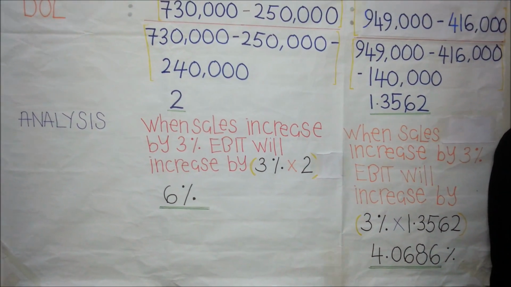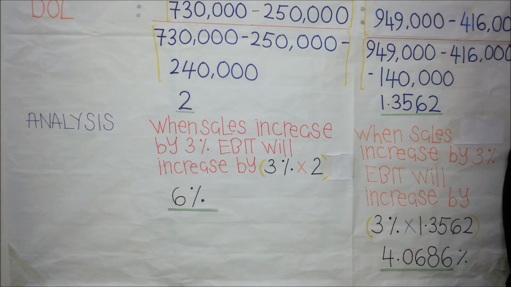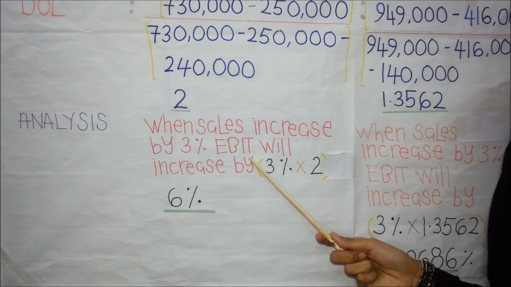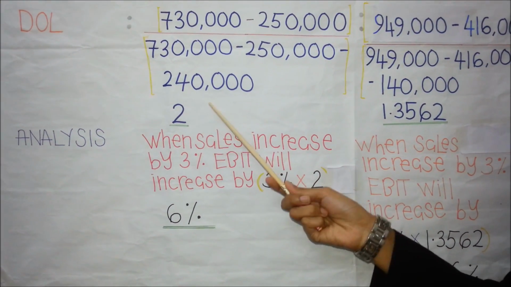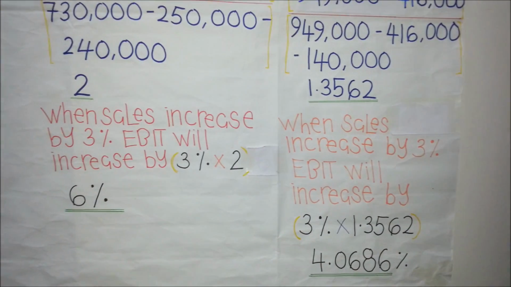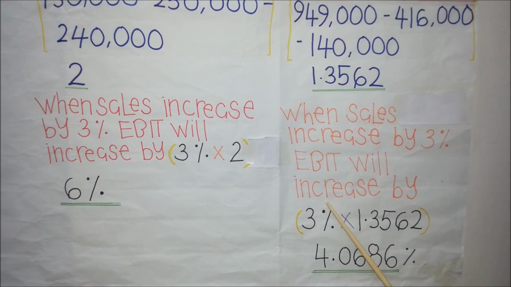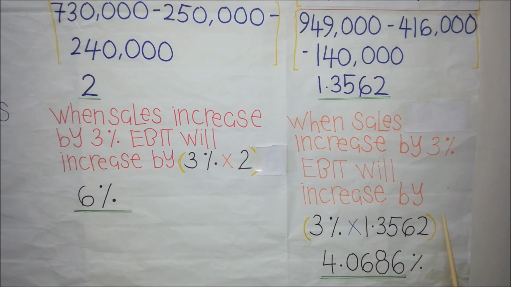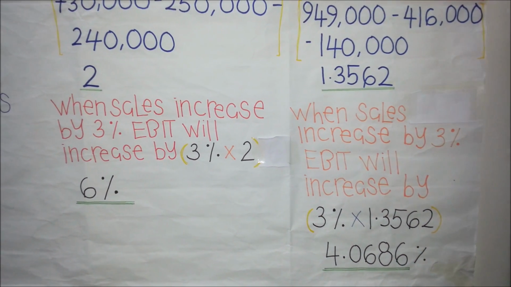So the analysis for plan R, we assume the sales increase is 3% for the Adam company. So the analysis is, when sales increase by 3%, EBIT will increase by 3% times 2, the DOL answer, and we will get 6%. And for plan M, when sales increase by 3%, EBIT will increase by 3% times 1.3562, which is the DOL answer, and we will get 4.0686%. That's all. Thank you.